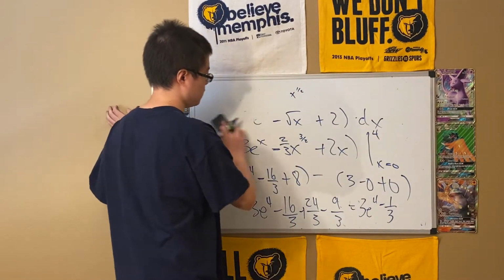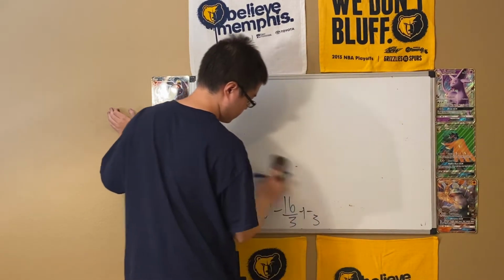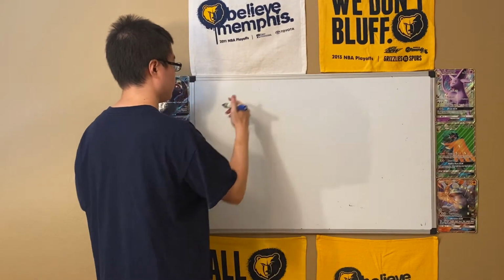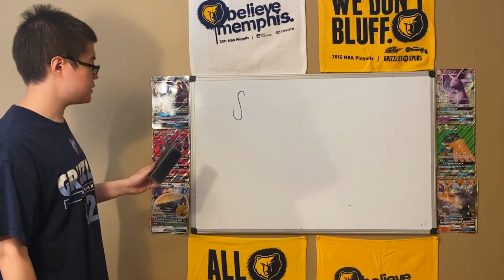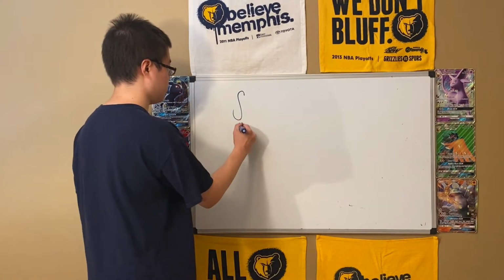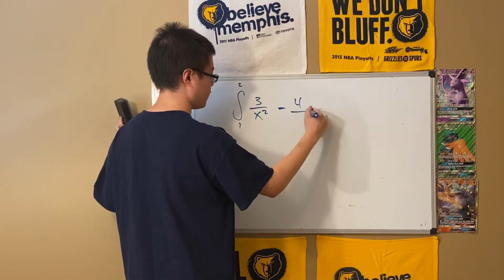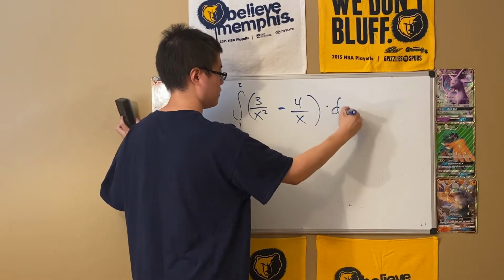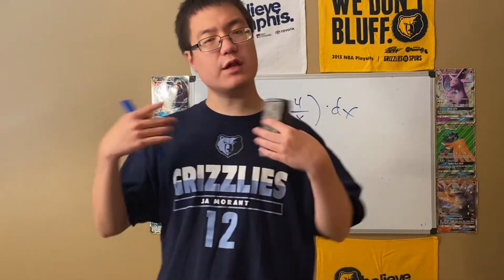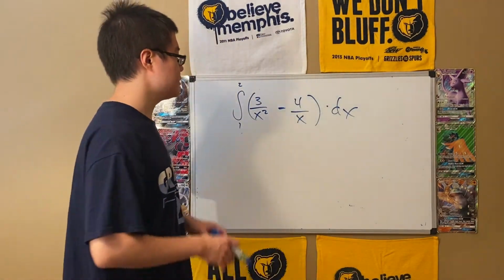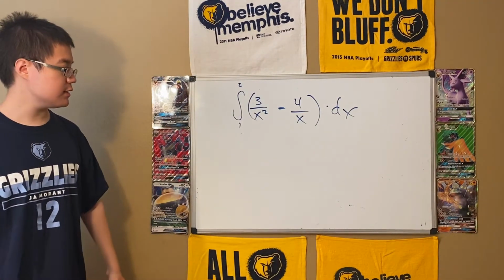So I'm going to erase this guy. Let's do the integral of, what should we do? Let's do 1 to 2, 3 over x squared minus 4 over x. So last one, again, if you want, pause your video. I feel like we're getting better and better at this, so if you want to see what you're made of, I'm going to do this question in 3, 2, 1. Let's see what you got.